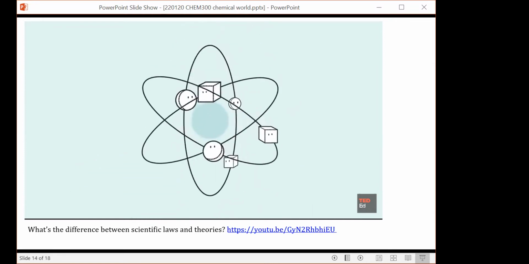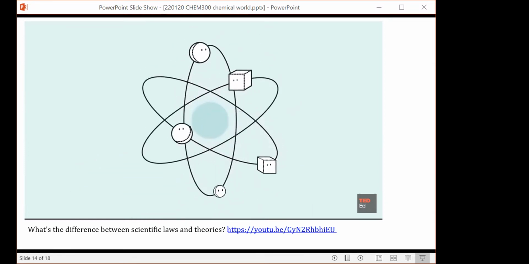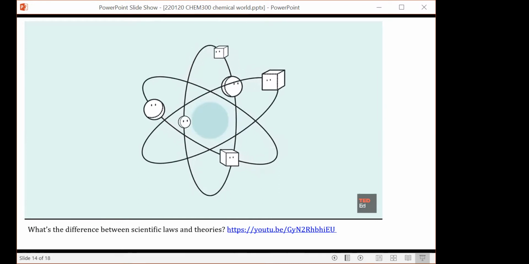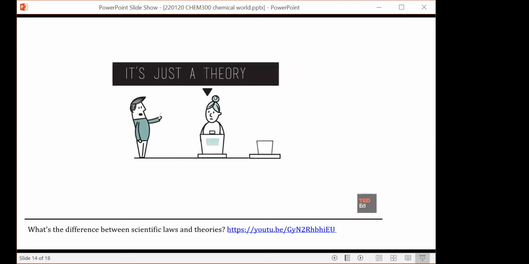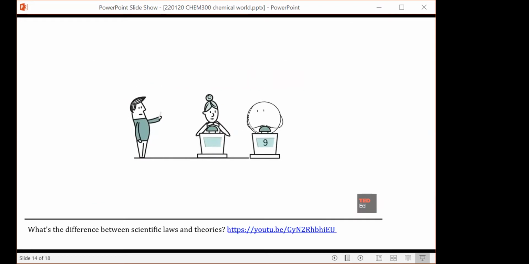Though different, science needs both laws and theories to understand the whole picture. So next time someone comments that it's just a theory, challenge them to go 9 rounds with the champ and see if they can do any better.